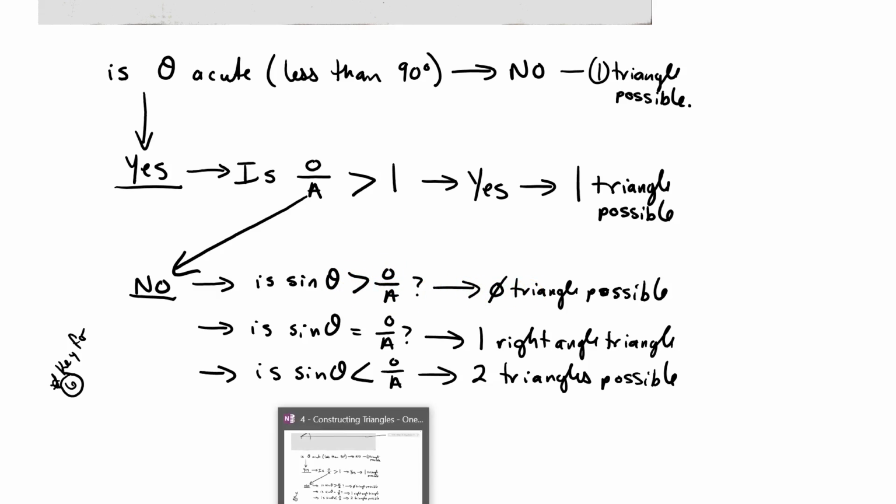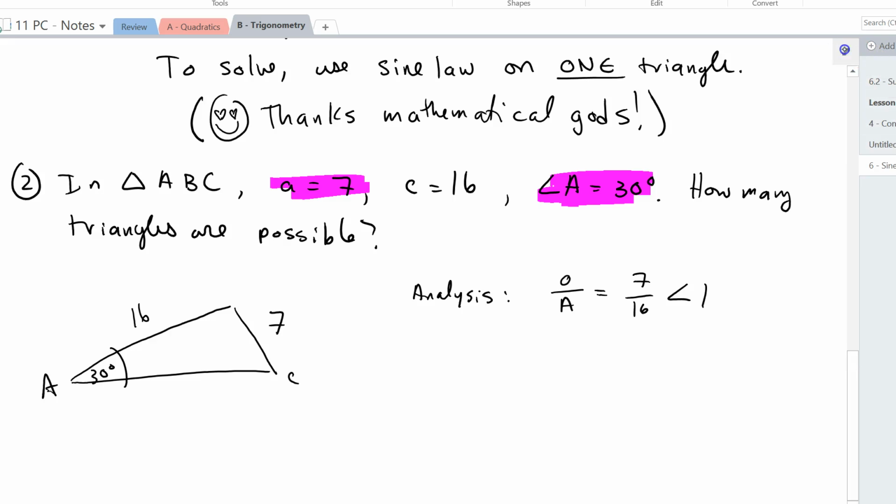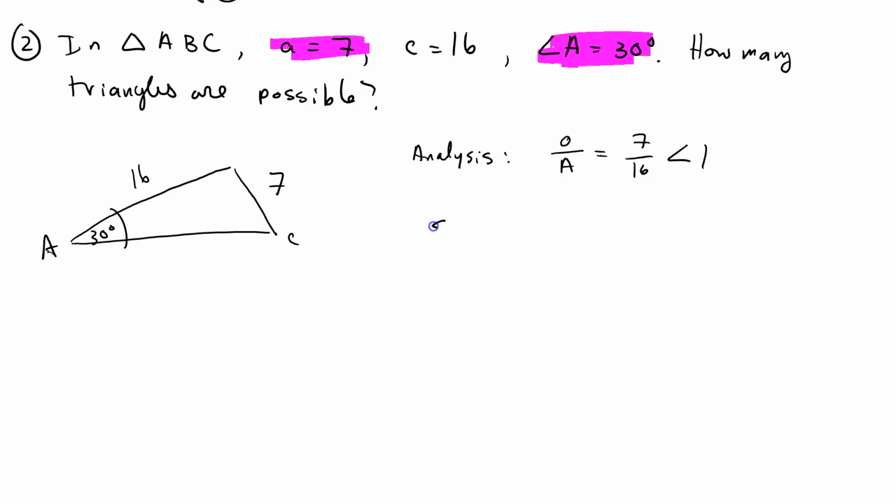So is sine theta greater than opposite over adjacent? Let's see. I know that sine of theta, which is 30, equals 1/2. And I know that 7 over 16 is less than 1/2. Why? Because 1/2 is 8 over 16. So sine 30 is greater than 7 over 16.